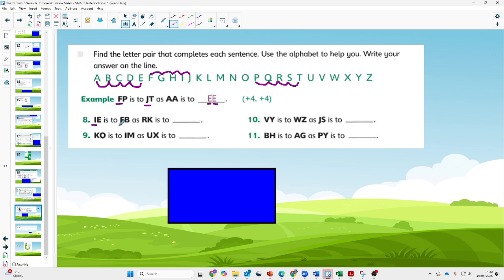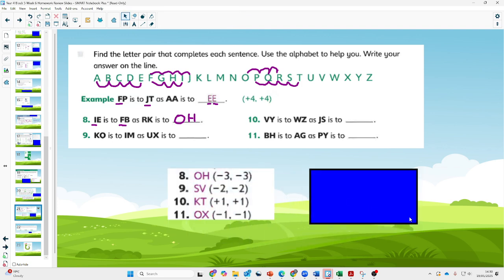We're going to go from I to F. So we're going backwards 1, 2, 3. So we go R backwards 3. 1, 2, 3 is O. And then we're going to do E to B is 1, 2, 3 backwards again. K backwards 3. 1, 2, 3 gives us H. So it's OH.